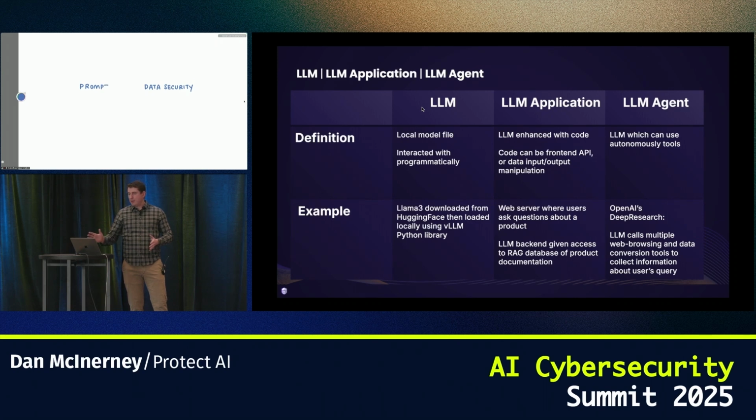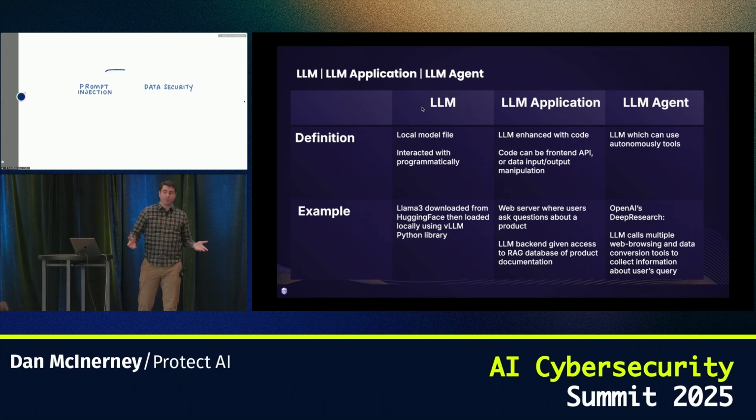We're going to start with just LLM, to get these definitions out of the way. An LLM is just the model file itself. You download it, you interact with it programmatically. It's just on your local system. There's nothing attached to it. It's just the model file that you talk to through Python, for instance. LLM applications are applications with a bunch of code that wrap around an LLM in order to give the LLM a little extra power. For instance, ChatGPT.com is an LLM application.